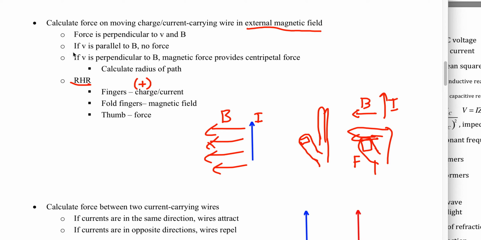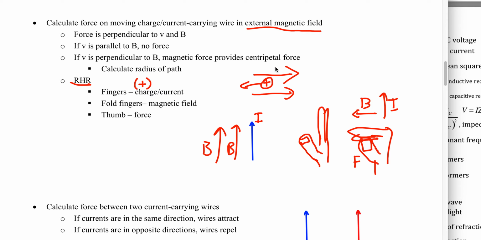And if V had been parallel to B, there would not be any force on that charge or on that wire. So if the field had been going upward, then there would be no force on that current carrying wire. If you have a charge that is moving to the left and the field is going to the right, then there's still no force on that charge because they're along a straight line, they're parallel to each other. And really pay attention that the charge must be moving. If the charge is stationary, there's not going to be any force on it.